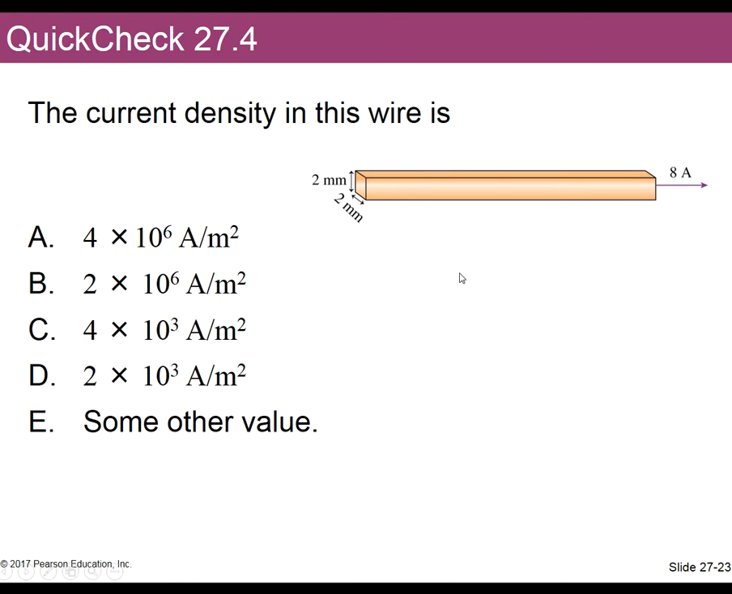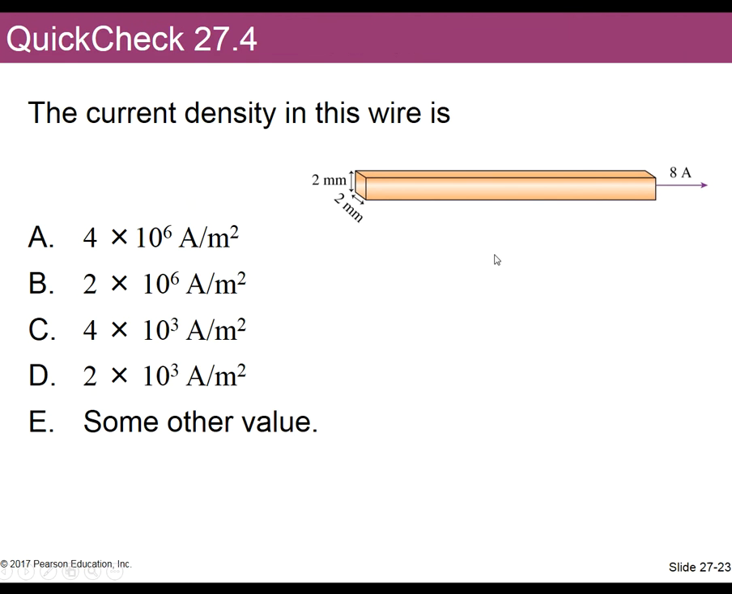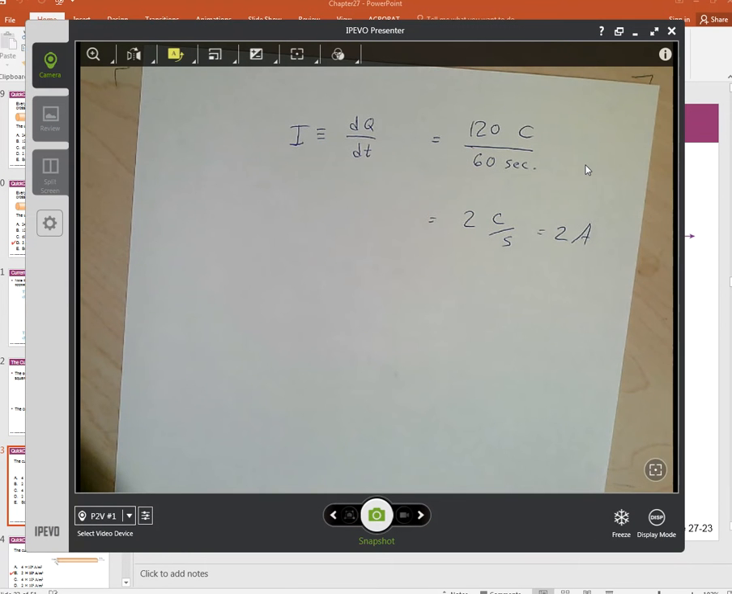So let's just practice it. I think that's the best way to learn, to practice applying this formula to this situation. What is the current density in this wire if there's 8 amps going through a 2 by 2 millimeter bar? Go ahead and take a moment to try and figure it out. Meanwhile, I'll be drawing a picture myself.